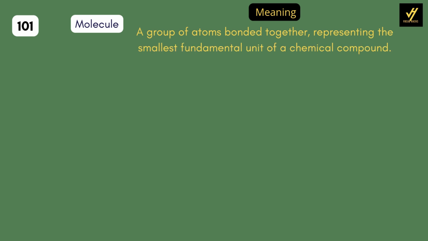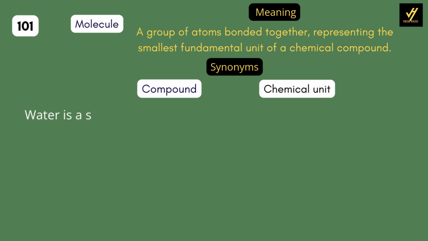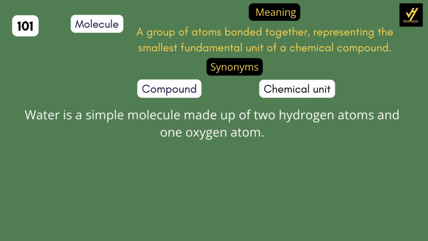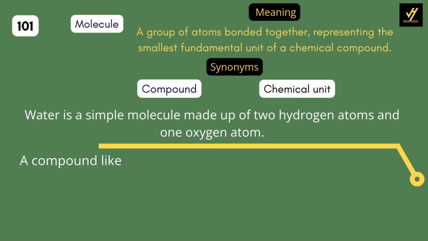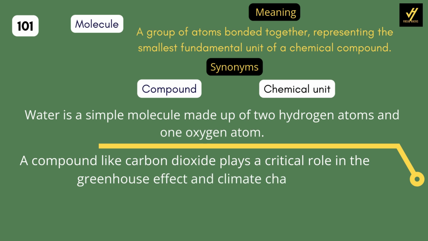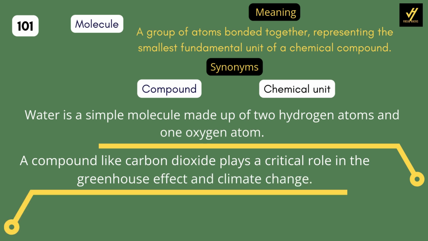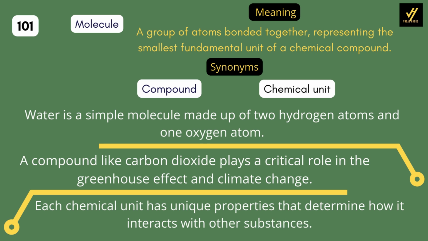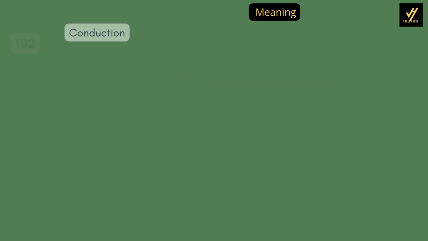Molecule, a group of atoms bonded together, representing the smallest fundamental unit of a chemical compound. Compound, chemical unit. Water is a simple molecule made up of 2 hydrogen atoms and 1 oxygen atom. A compound like carbon dioxide plays a critical role in the greenhouse effect and climate change. Each chemical unit has unique properties that determine how it interacts with other substances.